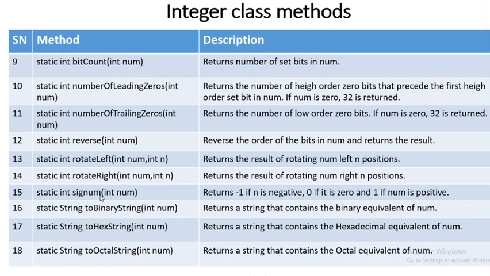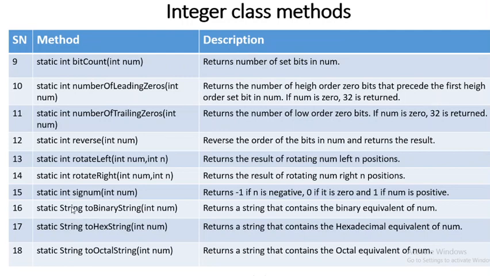Int signum, with argument int. It specifies the sign of the number, whether it is positive or negative, or 0. It returns -1 if n is negative, 0 if it is 0, and 1 if it is positive. It means if this num is 0, it will return 0. If it is positive, it will return +1. If it is negative, it will return -1.